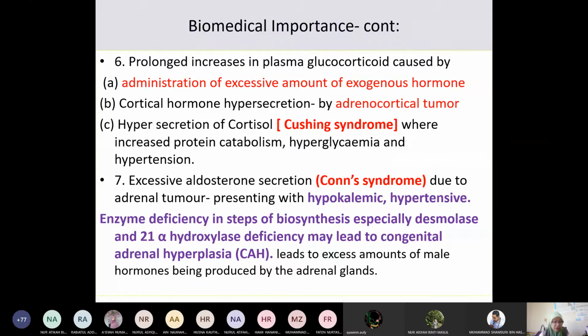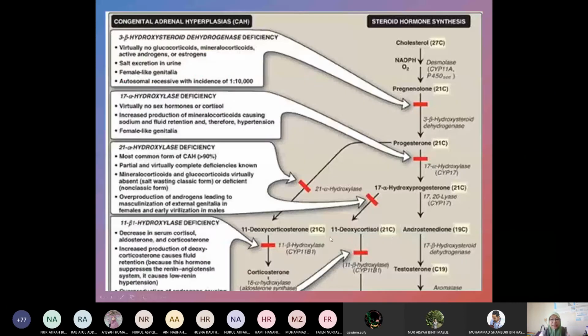Okay, so what I want to highlight is that enzymes play an important role in the biosynthesis of mineralocorticoids, glucocorticoids, and androgens. So if mutation happens in the enzymes, a particular enzyme defect may lead to congenital adrenal hyperplasia. Okay, I would like to show you these slides. A little bit difficult, but once I explain, you will appreciate it.